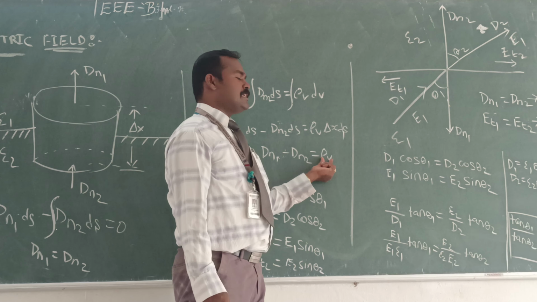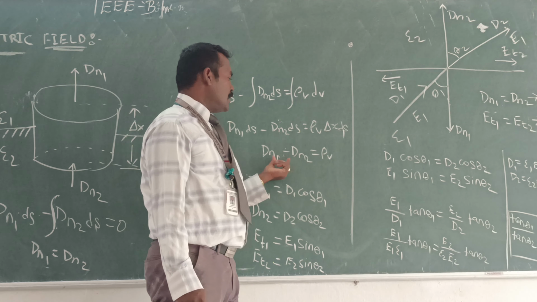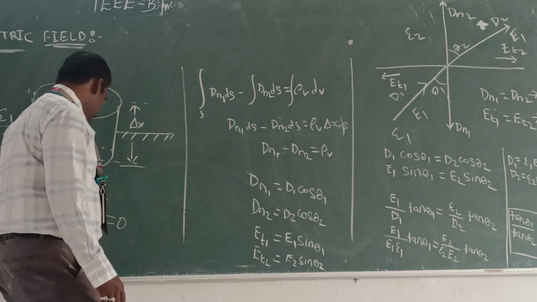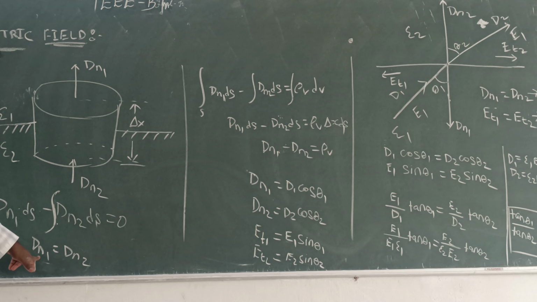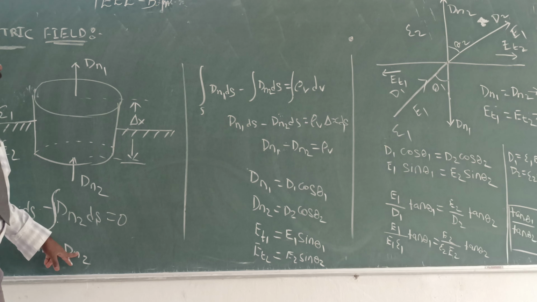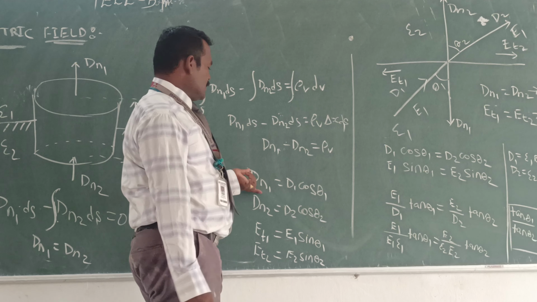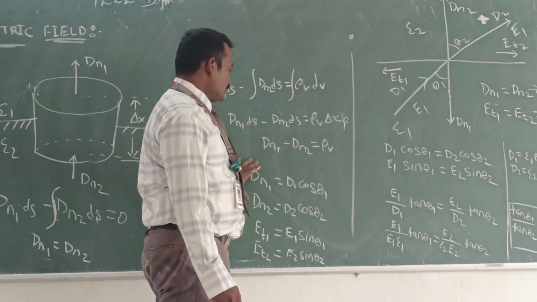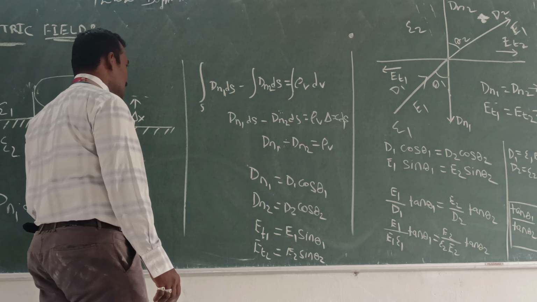which is equal to the volume charge density, that is the total volume available. So it means that Dn1, as we already proved here, the normal component of the electric flux density of medium 1 should be equal to that of medium 2. So Dn1 should be equal to D1 cos theta 1, that is another notation. Up to this, case 2 is over.